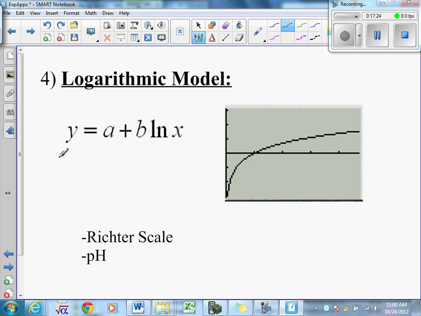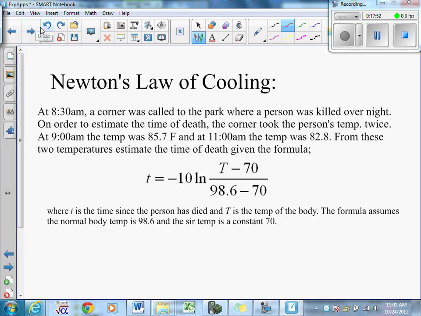Another one, logarithmic model. Here, we can model things with natural log. Two things that are based on this kind of model are the Richter scale and pH. Both of those are based on the logarithmic scale. Now, both of them actually are based on log base 10, the common log, and there's reasons for that. Just to kind of give you another example. The last problem we're going to look at is Newton's law of cooling. And we're going to look at an example.